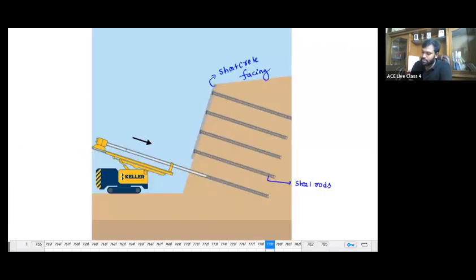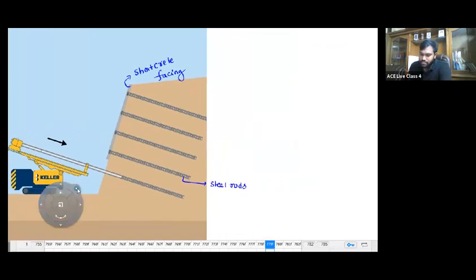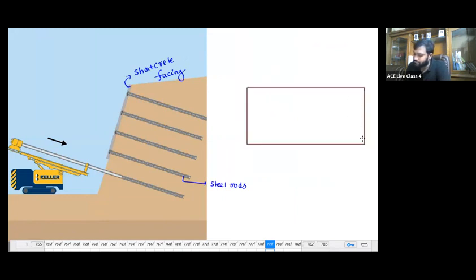Sir, do we do this while constructing tunnels? Yes, we do use this while constructing tunnels. And I can give one more example. While you are constructing embankments, I hope you remember the bridge abutments.